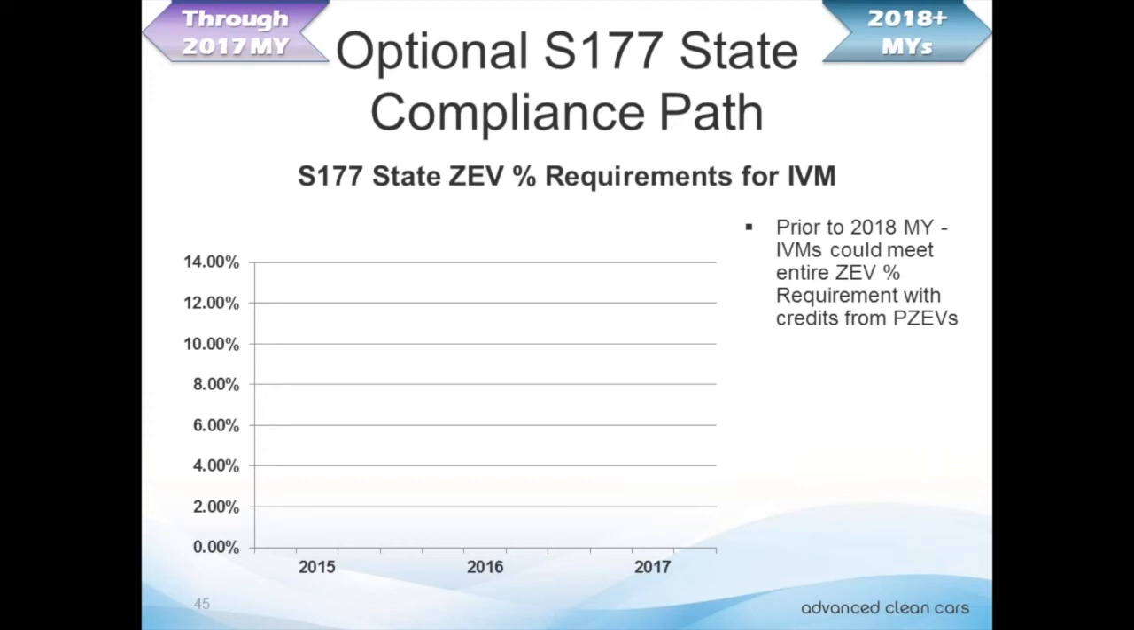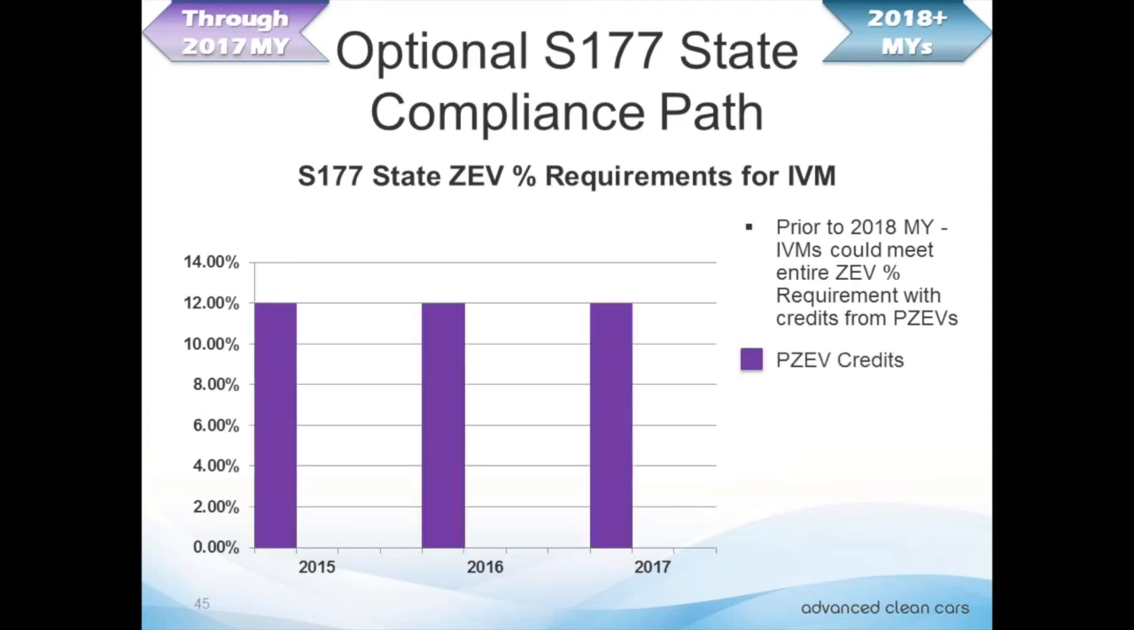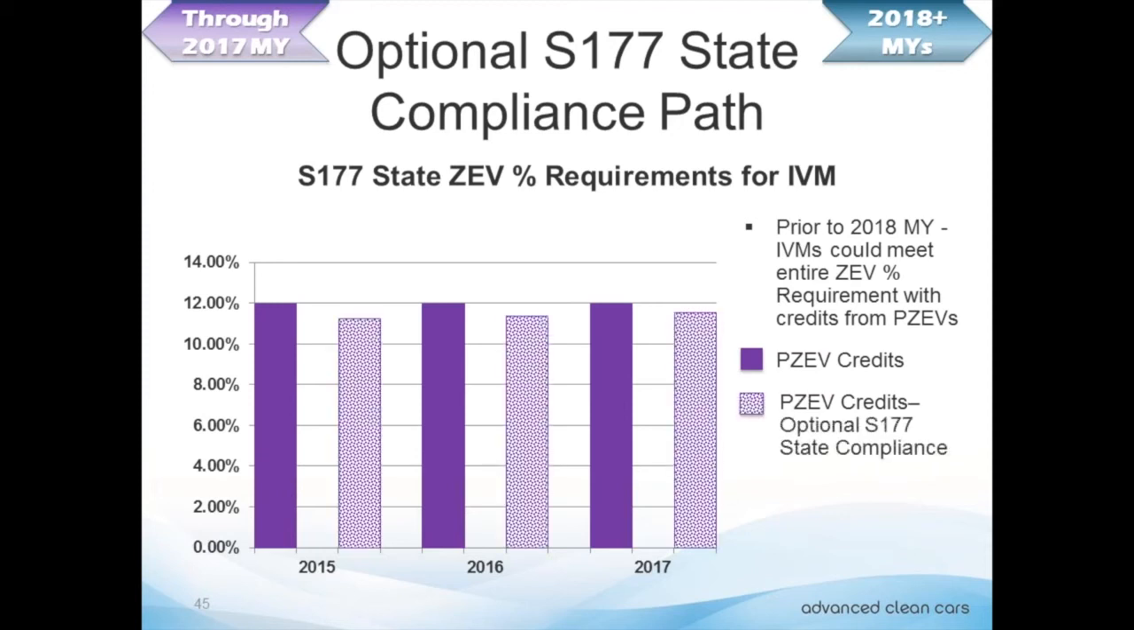IVMs that have chosen to participate in the optional Section 177 state compliance path prior to September 1, 2014 will have an additional reduction to their ZEV requirement for 2015 through 2017 model year compliance. The solid purple bars represent an intermediate volume manufacturer's ZEV percentage requirement in the Section 177 states for model years 2015 through 2017 prior to choosing the optional compliance path. The spotted purple bars represent the new reduced ZEV percentage requirements as a result of the optional compliance path.